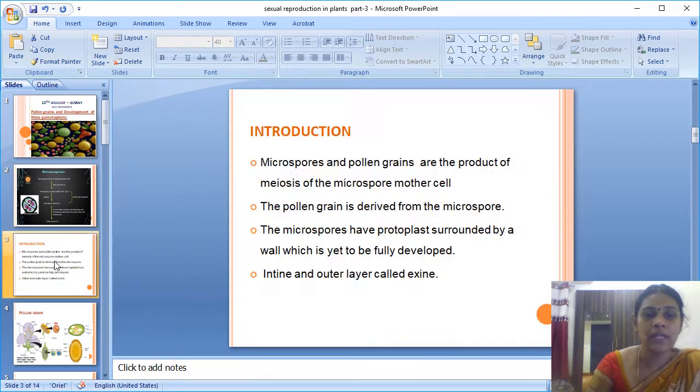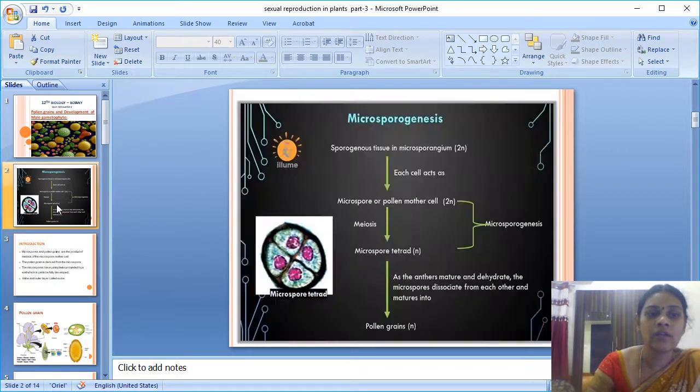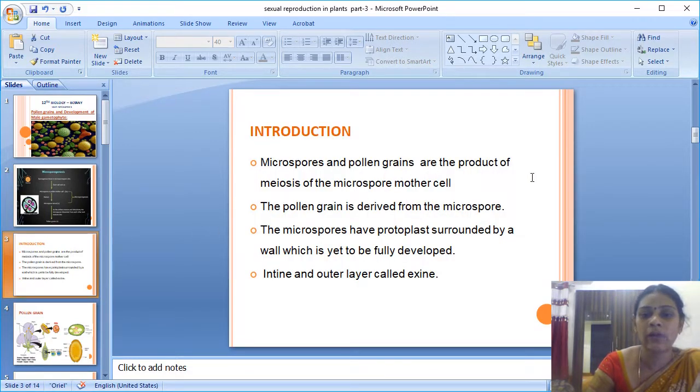Next I am coming to the introduction, because from here you get the keywords. Microspore and pollen grains are products of meiosis of the microspore mother cell. Microspore mother cell gives the microspore by the process of meiosis. This microspore matures into the pollen grain, or the pollen grain is derived from the microspore. The microspore has protoplasm surrounded by a wall which is yet to be fully developed, so it is incomplete and has to be developed.